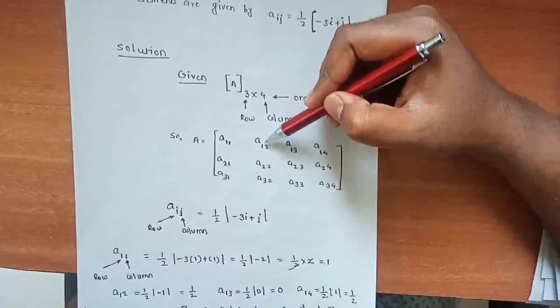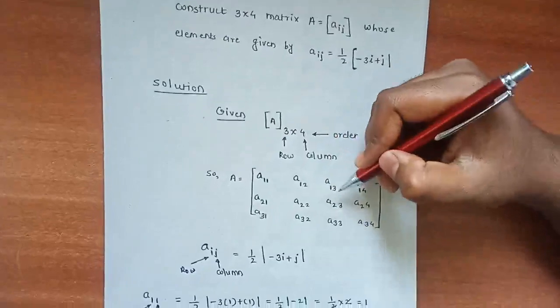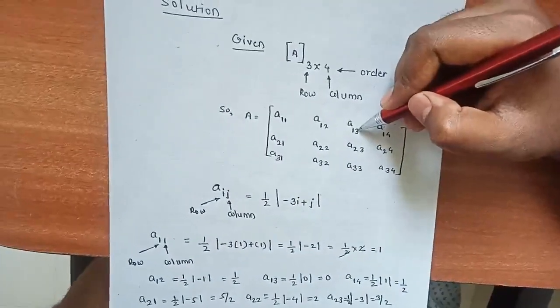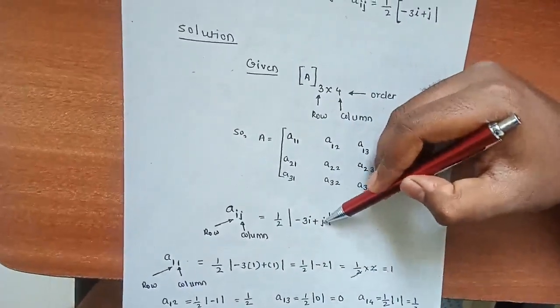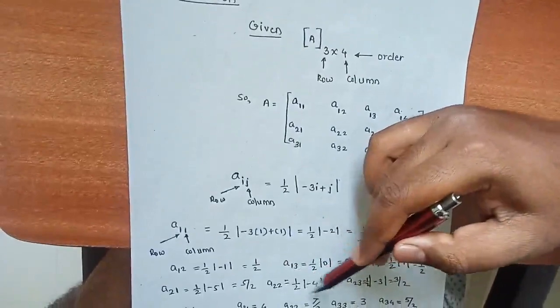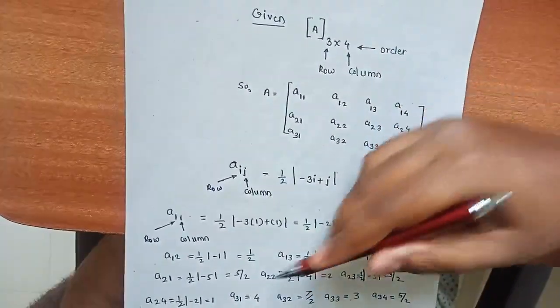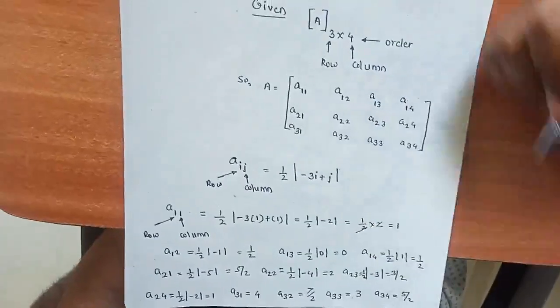Simultaneously, you have to find the value of A12, A13, A14. Just this first number is the i value, and the second number is the column value, and those values you have to substitute here and simultaneously find the values of all the elements. For the reference, I have given all the values here. You can take the reference of this when you solve this one.